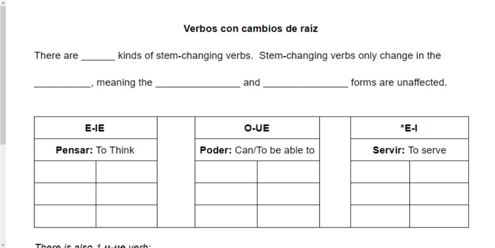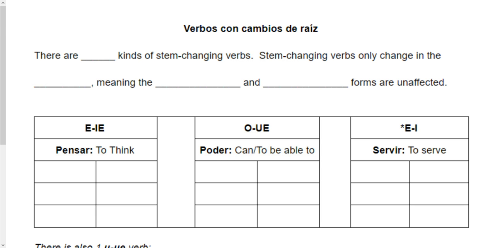Hola clase, vamos a hablar de los verbos con cambios de raíz. We're going to talk about stem changing verbs, something we first learned in Spanish 1, we reviewed in Spanish 2, reviewed in Spanish 3, and that still causes many people a lot of stress and anxiety.